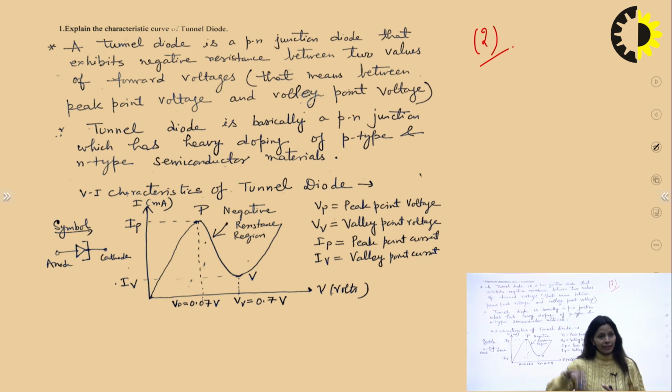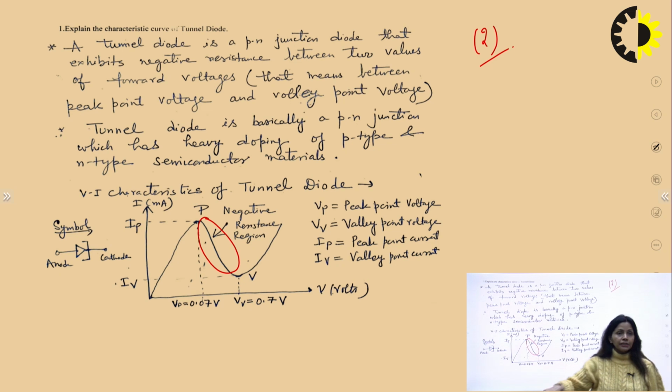So at once we will make the characteristics of the tunnel diode and mark the important points and the regions on the characteristic curve, right? So here we will draw the VI characteristics of tunnel diode. On the y-axis, this is current, and on the x-axis, this is voltage. As we increase the voltage, the current is increasing. Reaching the peak point, the current starts decreasing, and then at the valley point, the current again starts increasing.